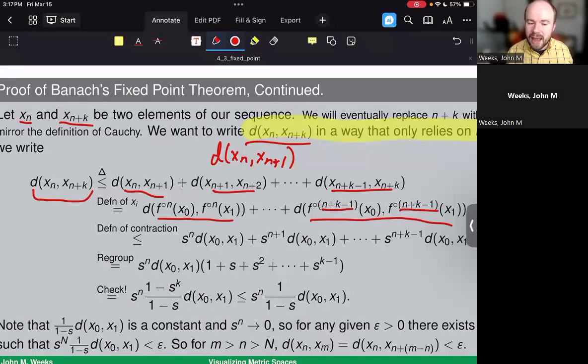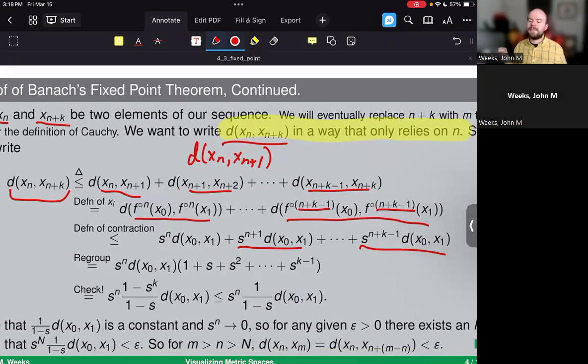What's interesting there is that now I can use the definition of contraction. Since I'm composing f with itself n times, I can get that to be just a distance between x0 and x1 by just multiplying the outside by s to the n. That's a factor of s for each time that I'm composing the function f. Since I'm composing in the next term n plus 1 times, then that's s to the n plus 1. And then finally, it'll be s to the n plus k minus 1 for the final factor.